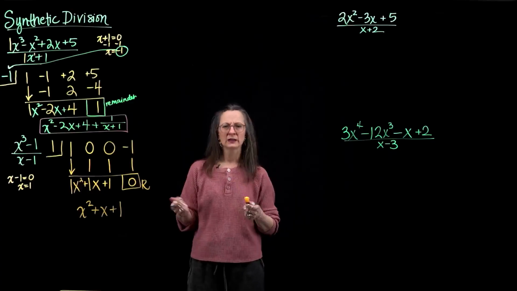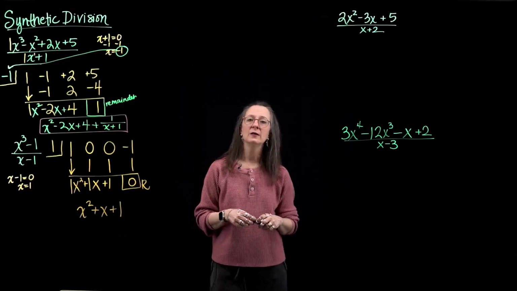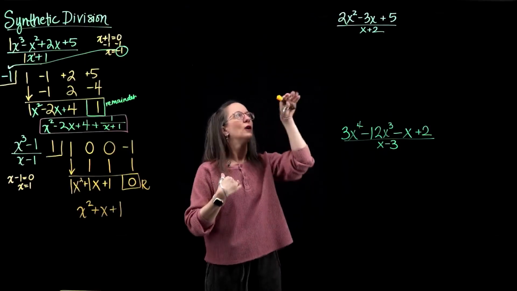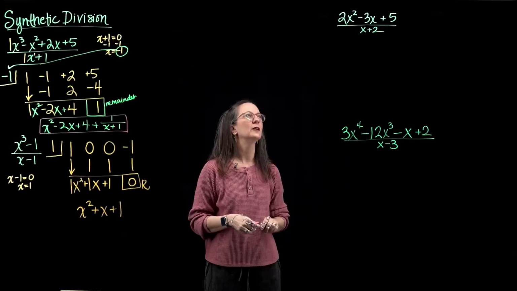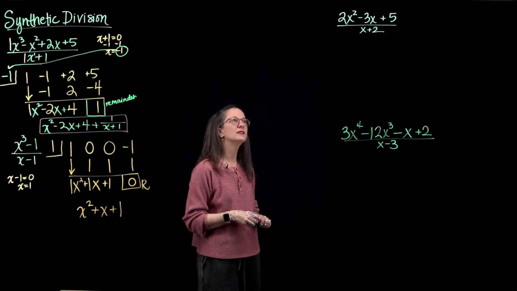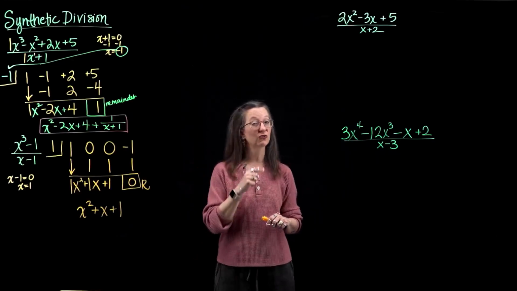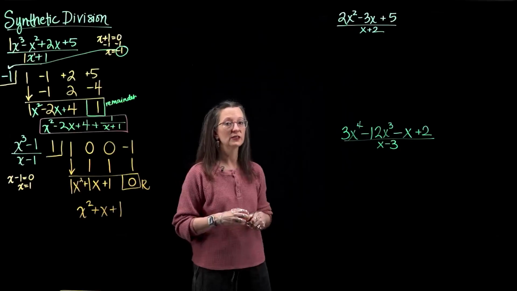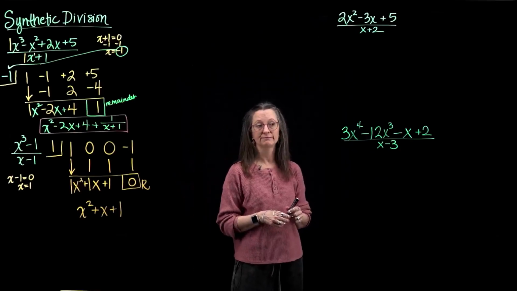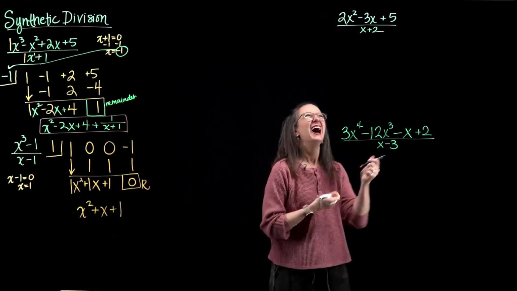All right, let's look at a couple more of these. I have two problems. The first one is 2x squared minus 3x plus 5 divided by x plus 2. I want to encourage you to pause the video and try this on your own, and then restart the video to check yourself. Okay, welcome back.